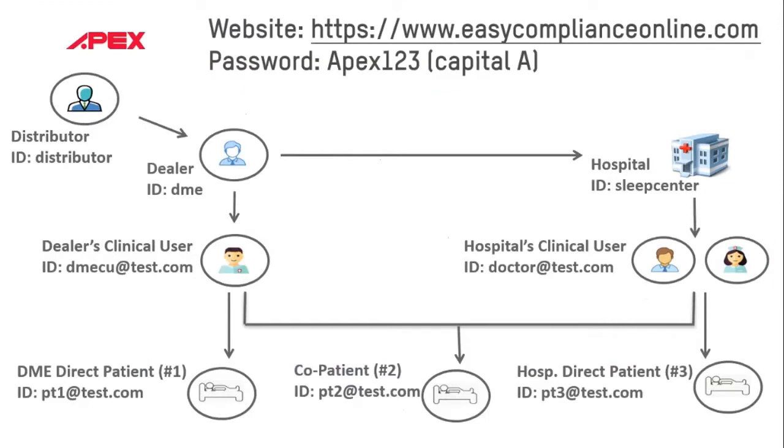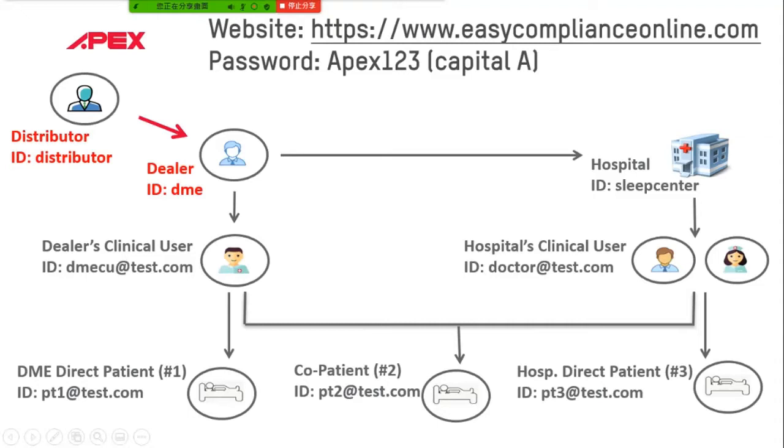So here, let us move on to the first part, where the distributors, we're going to track, go on to the website of easycomplianceonline.com, and for consistency and for training basis, we're going to create all the passwords as Apex123. And please note that the A in Apex is capitalized. So here, our first step is we're going to create all these accounts right here.